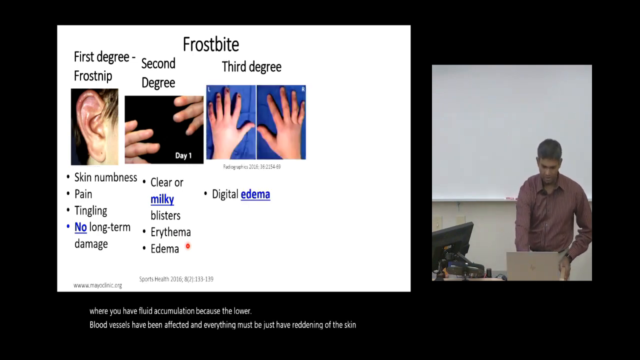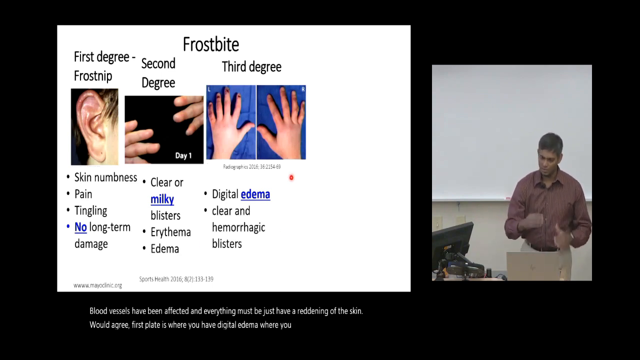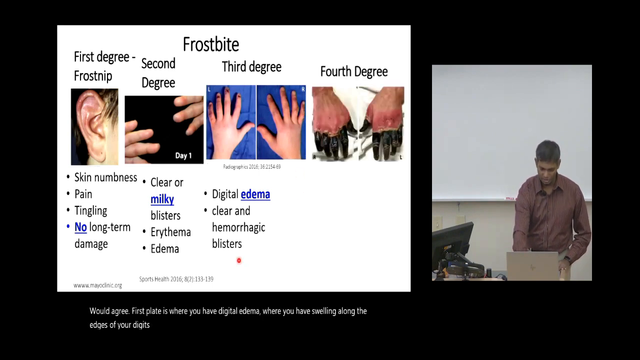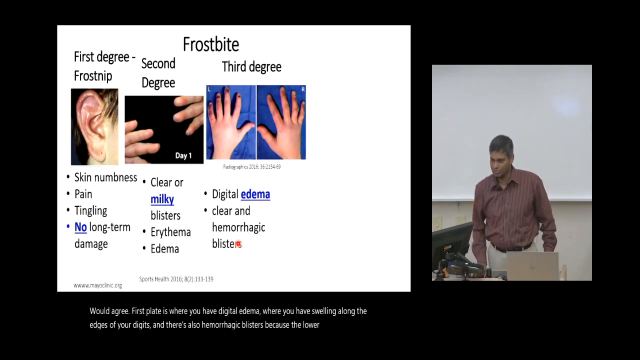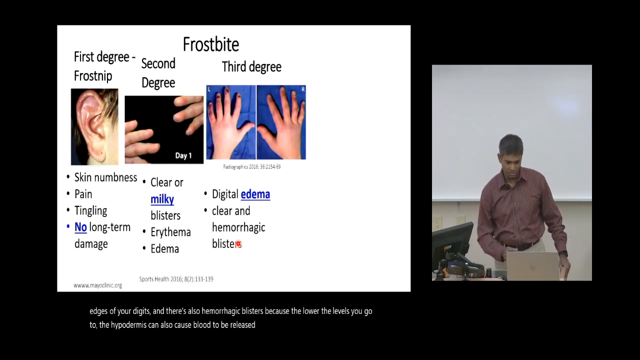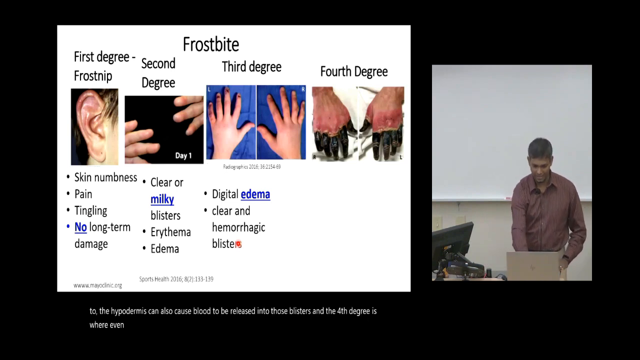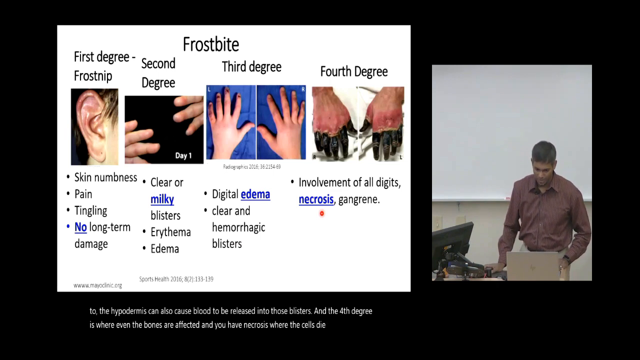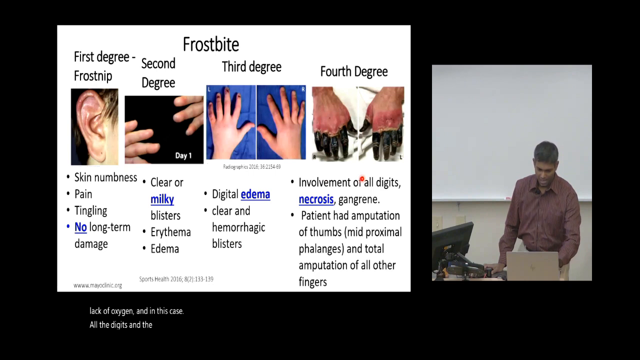The third degree frostbite is where you have digital edema, where you have swelling along the edges of your digits, and there's also hemorrhagic blisters because the lower the levels you go to, the hypodermis can also cause blood to be released into those blisters. And the fourth degree is where even the bones are affected and you have necrosis, where the cells die due to lack of oxygen. And in this case, all the digits and the thumb also had to be amputated, right?